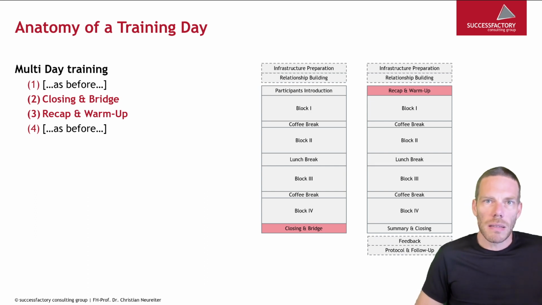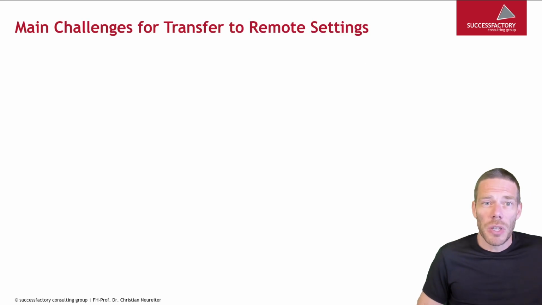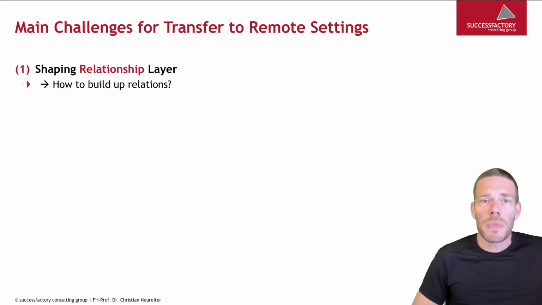And now let's take a look at which challenges we can identify. The first challenge, which is obvious, is how to shape the relationship layer. In the on-site training, we meet in the morning, we have a chat, we have a coffee together, and in the remote setting, in the worst case, the participants just enter a video call at 9 o'clock in the morning when the training starts, and this makes it pretty hard for us to build up a relationship.